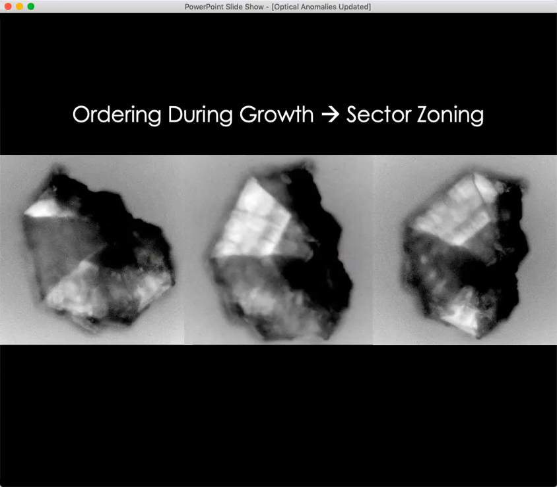there is a difference in some sort of property between the zoned areas going extinct at different times. In this case, it is a difference in structure. This tells us that there is a lowering of symmetry in this crystal.